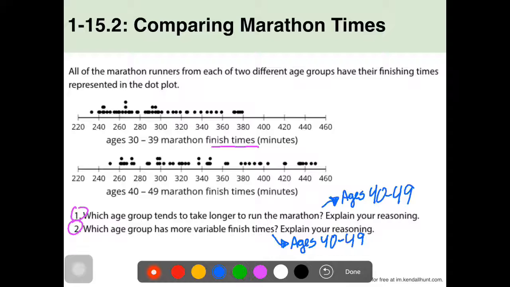Okay, you've answered the questions with the marathon times. Which age group tends to take longer to run the marathon? That should be ages 40 to 49. Higher finish times on this end mean that they are running slower, right? They're taking longer to run the marathon. So overall, the set of data for ages 40 through 49 looks to be higher than the set for ages 30 to 39. Which age group has more variable finish times? That's also ages 40 through 49 because there's a lot more spread in their data.